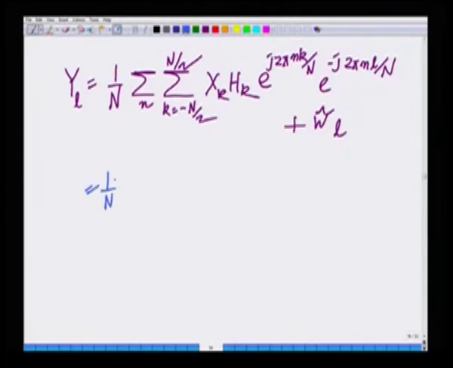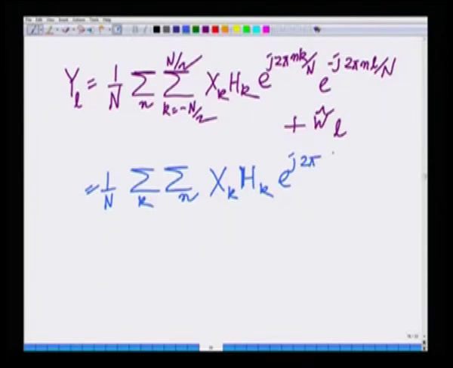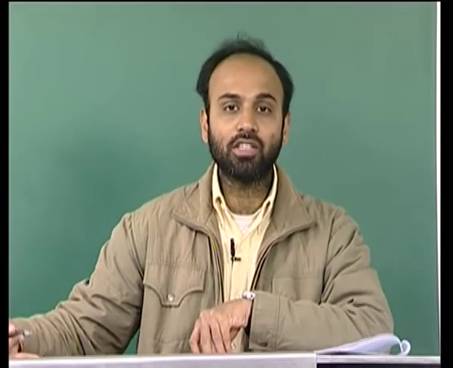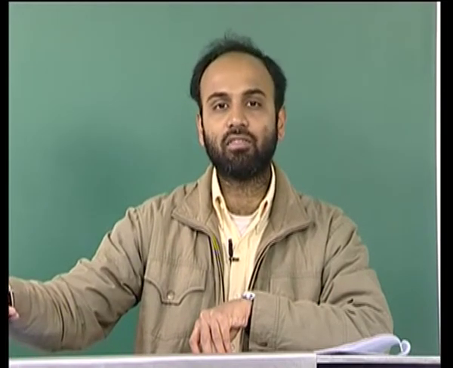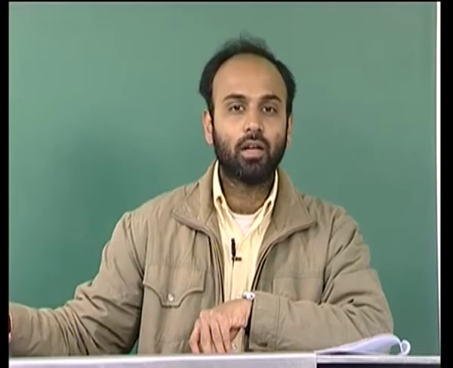This is equal to 1 over N summation over k. I am going to combine e^(j2πkn/N) and e^(-j2πnL/N) as X_k H_k e^(j2π(k-L)n/N) plus W̃_L, where W̃_L is nothing but the FFT coefficient, the Lth FFT coefficient, of all the noise samples W_0, W_1, ..., W_{N-1}. This is also a noise sample.